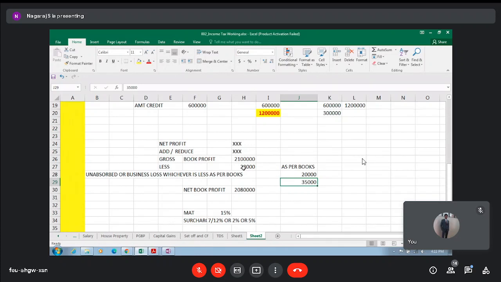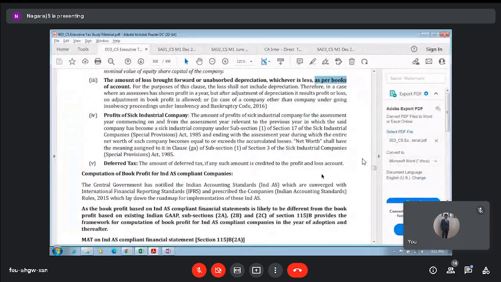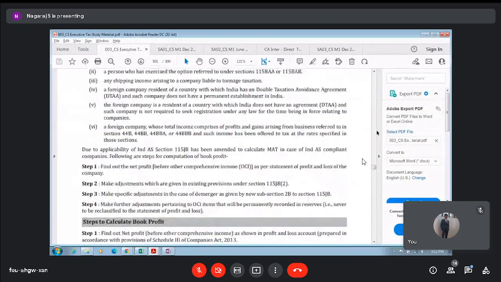This adjustment they may give in the exam. And the MAT credit carry forward is how much? 15 years. Okay. And if the company is situated in, we saw now somewhere, 9%.